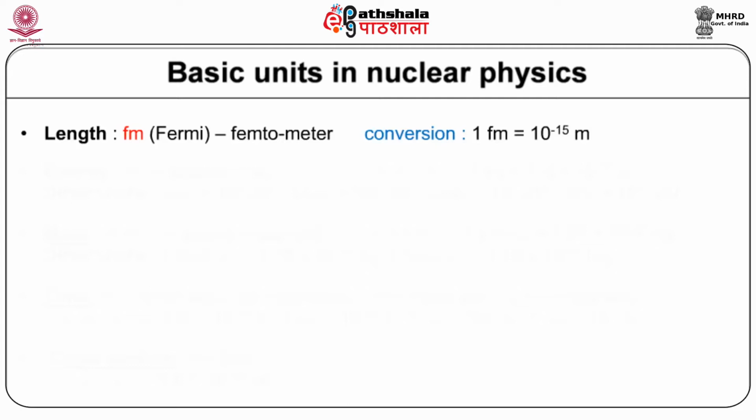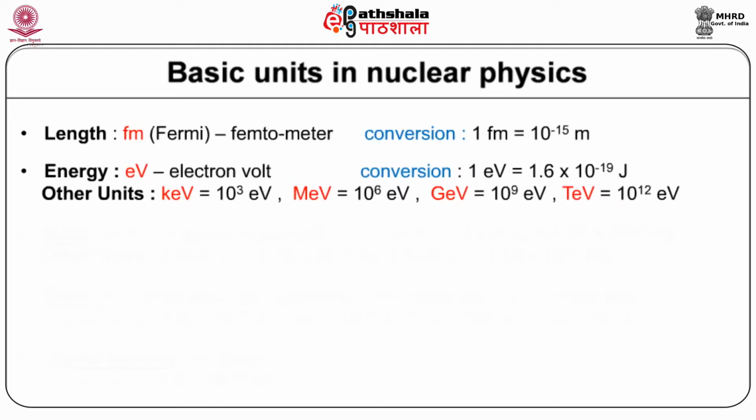Now the conversion formula is 1 femtometer is equal to 10 to the power minus 15 meter. Energy is defined in terms of electron volt, and 1 electron volt is equal to 1.6 into 10 to the power minus 19 joule. Other higher units to define energy in nuclear physics are keV, which is equal to 10 to the power 3 electron volt, MeV, which is equal to 10 to the power 6 electron volt, GeV 10 to the power 9 electron volt, TeV 10 to the power 12 electron volt.